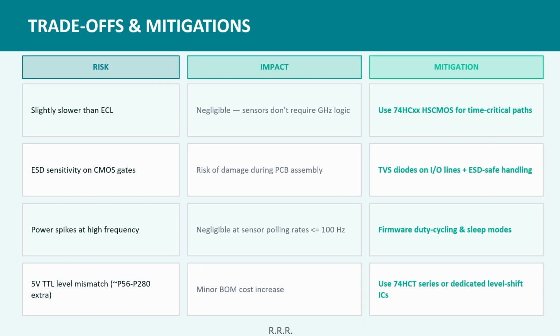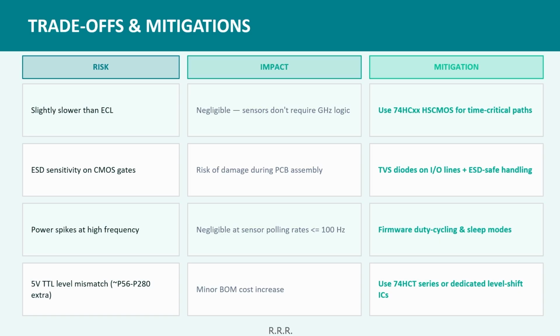No technology choice is perfect, and we want to be fully transparent about the trade-offs of choosing CMOS. The good news is, each trade-off has a practical, low-cost mitigation. Trade-off 1. CMOS is slightly slower than ECL or BiCMOS at extreme switching frequencies. However, for our application, this is essentially a non-issue. Our sensors operate at 10 to 100 Hz, nowhere near the gigahertz range where this speed gap would matter.